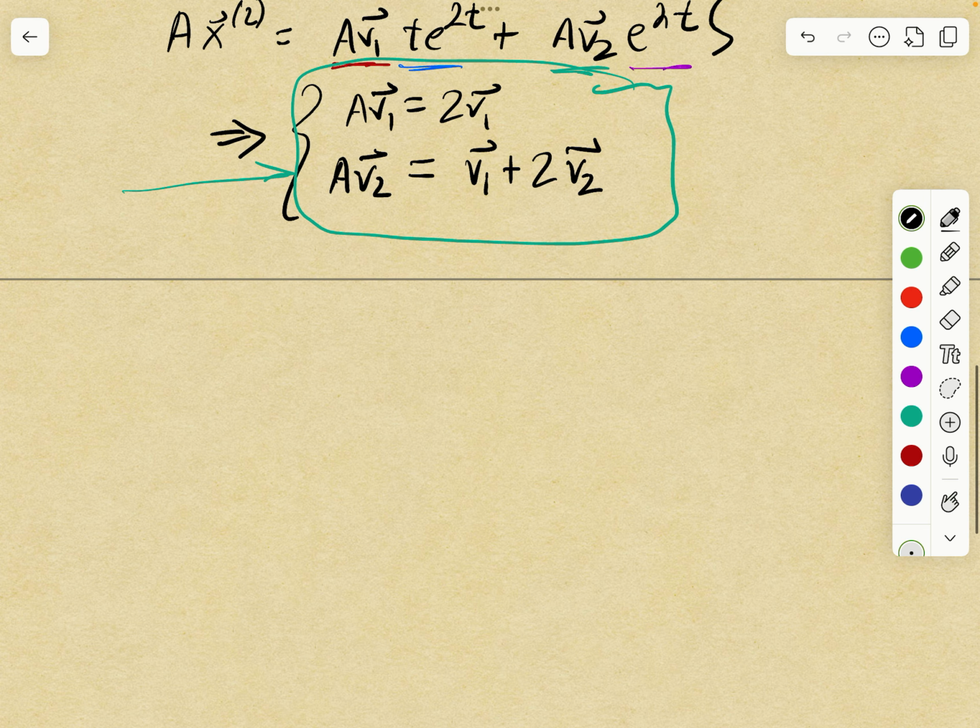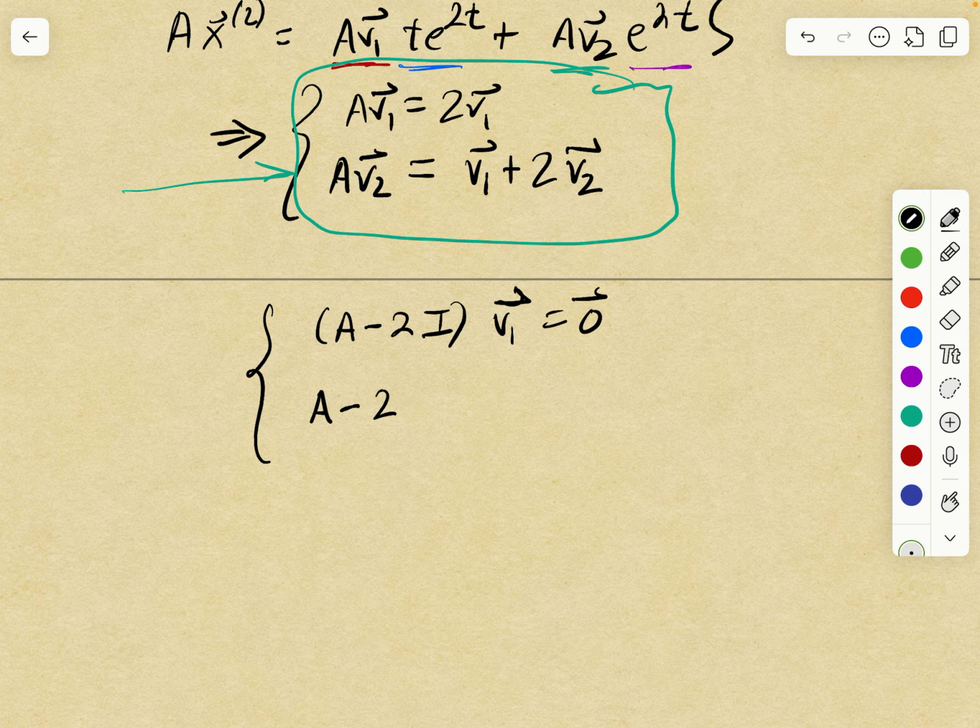So now we have to solve this one, and it helps to write, well, the first one is something we're familiar with, right? v1 is just an eigenvector with eigenvalue 2. So we can write this system of equations in terms of A minus 2I. A minus 2I times v1 is the 0 vector. And the second equation, we can subtract 2v2, and then take out the v2 and get (A minus 2I) v2 equals v1. Right, so this is the same as this. And now everything is phrased in terms of A minus 2I.